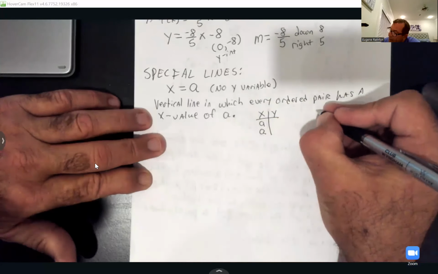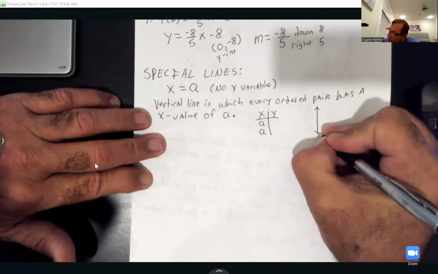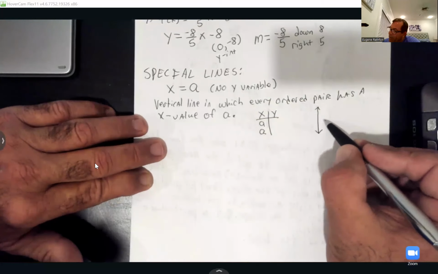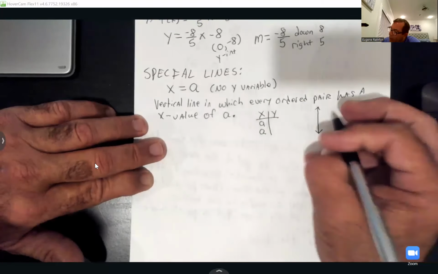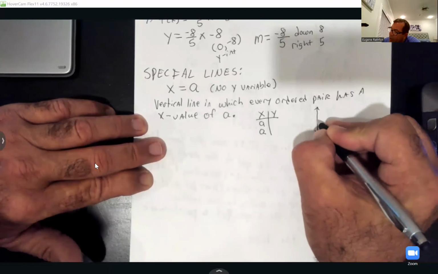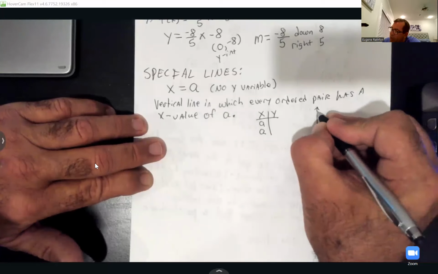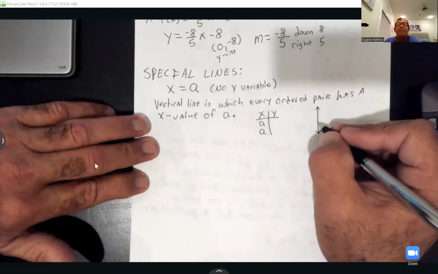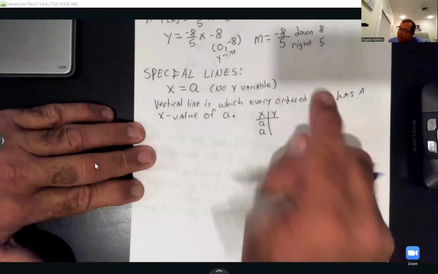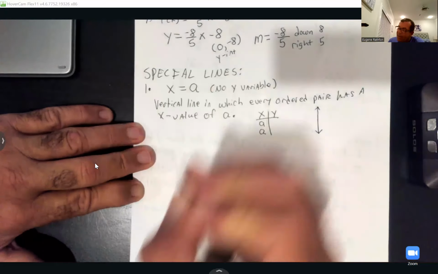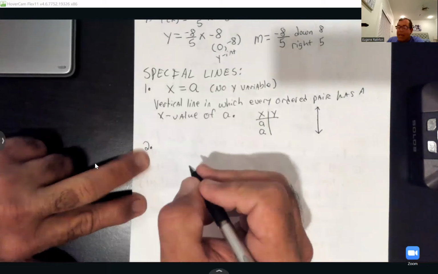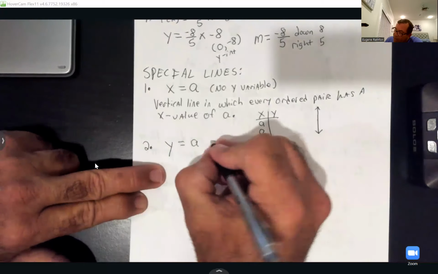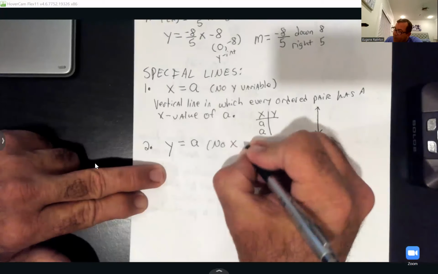So this will graph as a vertical line, up and down. If you're on a graph, when you come left, say my x was -1, I'd be at -1, 0, -1, 1, -1, 2, -1, 3. The only thing changing on that line is going to be the y values, okay? So the first special line is x equals a. I'll put a 1 by that one. The second special line is something like y equals a. Notice this one has no x variable.